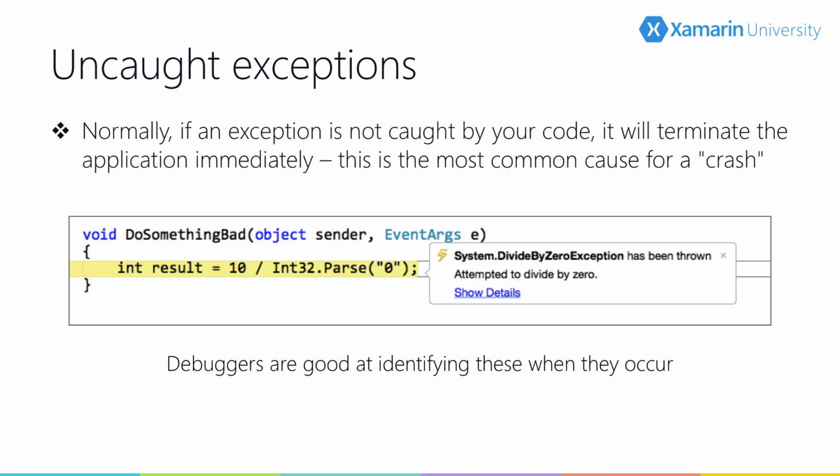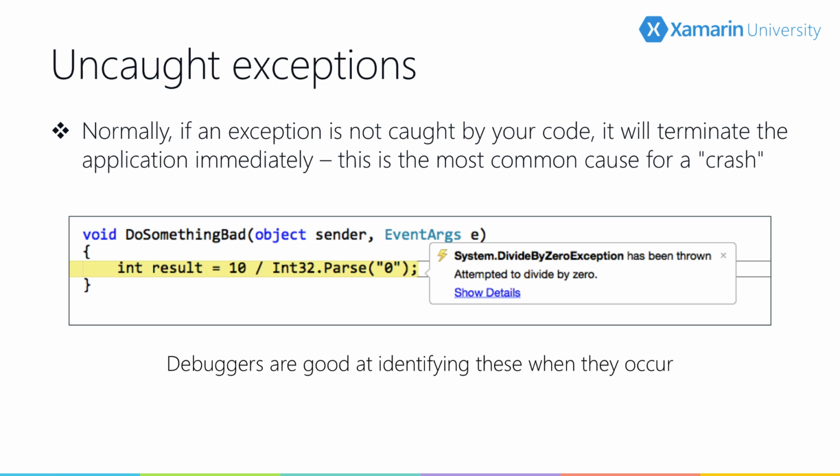This code snippet here will throw a divide by zero exception at runtime. So this application will fail. If you run the app in a debugger, then the debugger will catch this sort of exception. It will show you where it has occurred, but you cannot recover. And if you do it in a release build, like I said, then the app will crash.